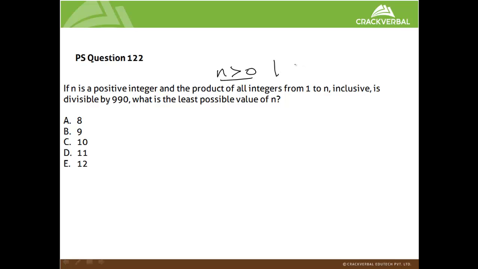and n values are integers, that is 1, 2, 3, and it keeps going like this. The product of all integers from 1 to n inclusive, both 1 and n inclusive, is divisible by 990. What is the least possible value of n?